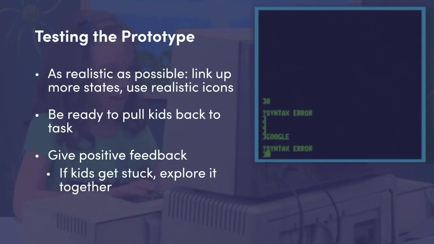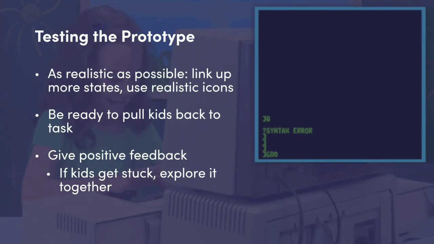When it comes to setting up your prototype itself, try to make it as realistic as you can and link up as many states as you can, more than you might when you're testing with an adult. Kids are way more willing and way more likely to just go crazy on your prototype and click all the things and explore all the things, because that's just how they use the internet. So things can go pretty far off the happy path that you intend.